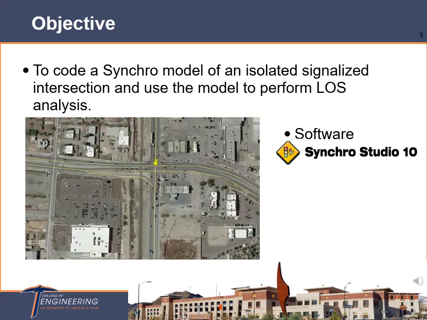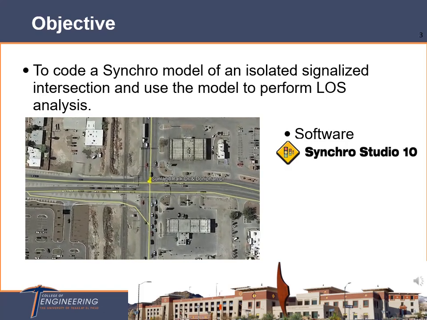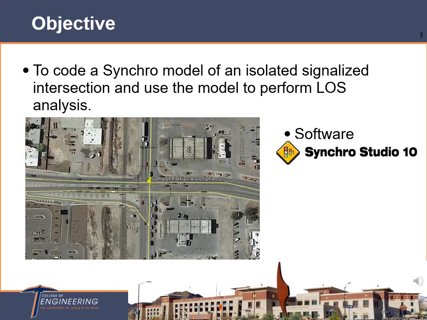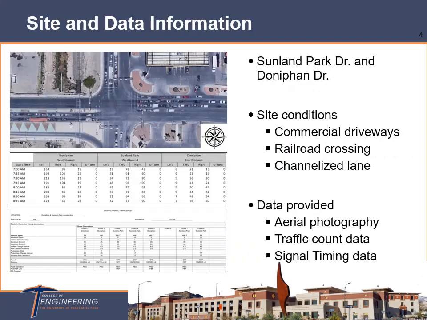To provide a perspective, the intersection is located approximately 5.4 miles north of UTEP. As previously mentioned, the site involves the intersection of Sunland Park Drive and Doniphan Drive. Based on visual inspection, the site conditions include the presence of commercial driveways, a railroad crossing running in the north and south direction, and a right turn eastbound channelized lane. The data provided include an aerial photography and the traffic count and signal timing information disclosed by the City of El Paso's Street and Maintenance Department.